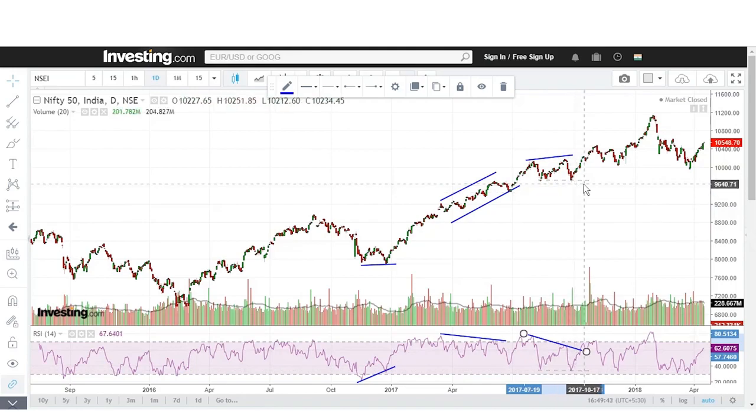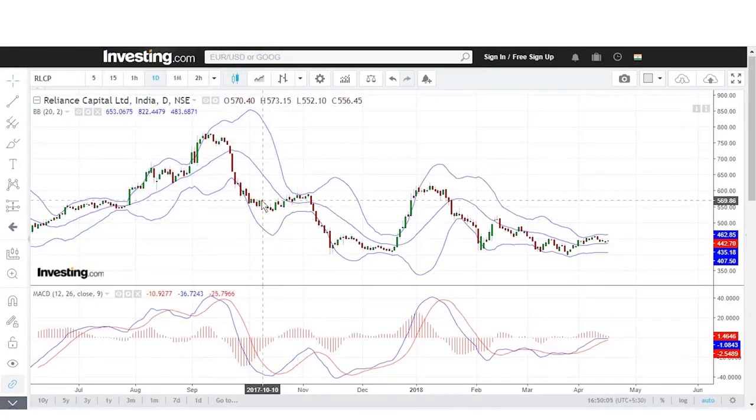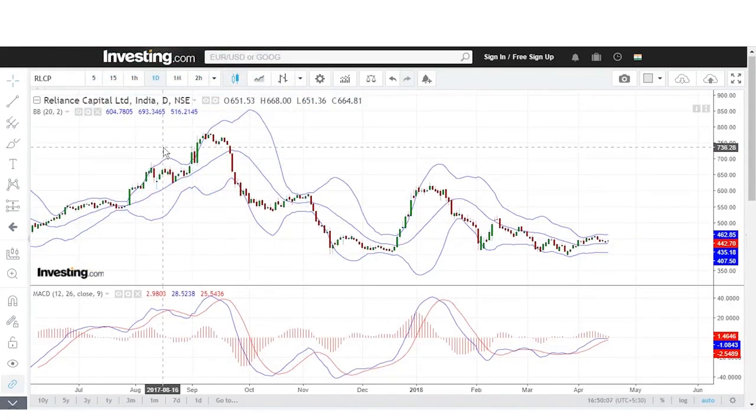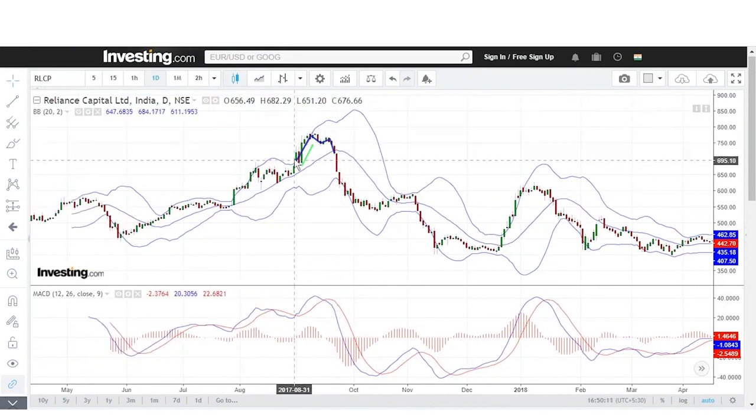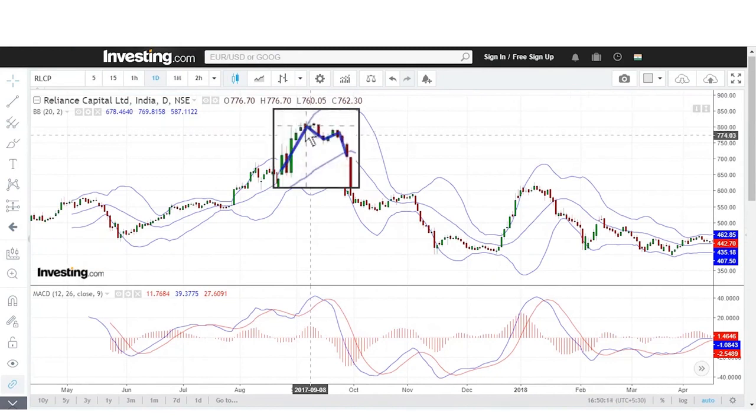So that is how you can refine your understanding or observation of the market a little bit and avoid those trades which are not very promising. Another way of taking a divergence trade is using the Bollinger Band and the MACD and looking for the M tops and W bottoms. So when we are looking at the Reliance Capital chart here, we can see this is a very good M top. First there is an up move and the top is outside the Bollinger Band.